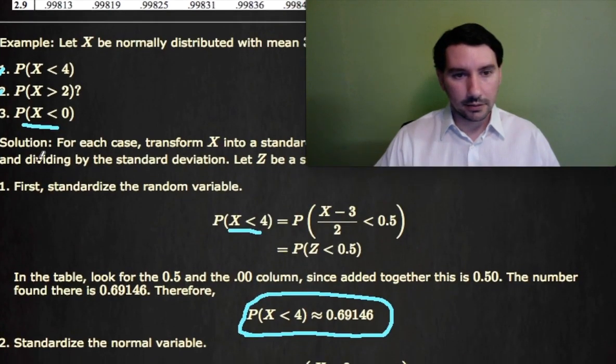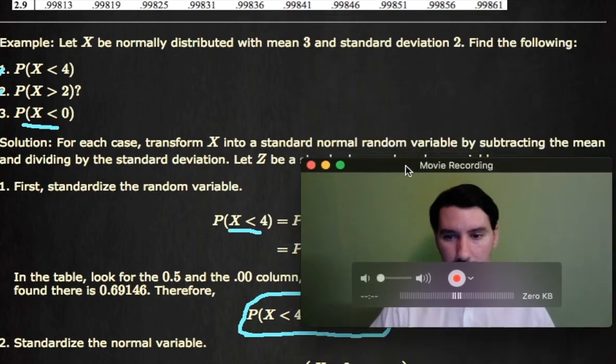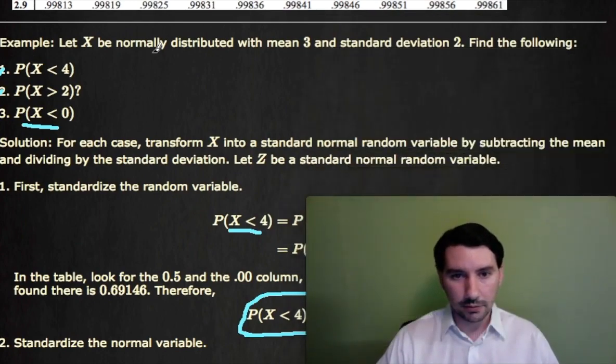So you can find the probability of any normally distributed random variable by using this table for a standard normal and by standardizing the normally distributed random variable.